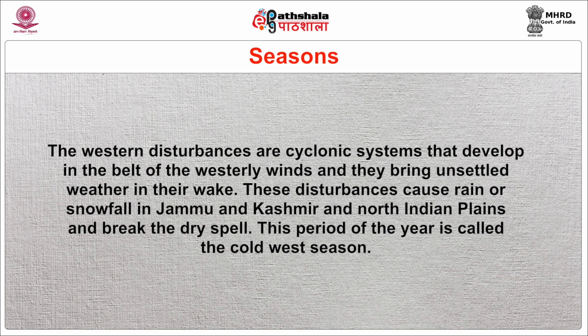The western disturbances are cyclonic systems that develop in the belt of the westerly winds and they bring unsettled weather in their wake. These disturbances cause rain or snowfall in Jammu and Kashmir and the northern Indian plains and break the dry spell. This period of the year is called the cold weather season.